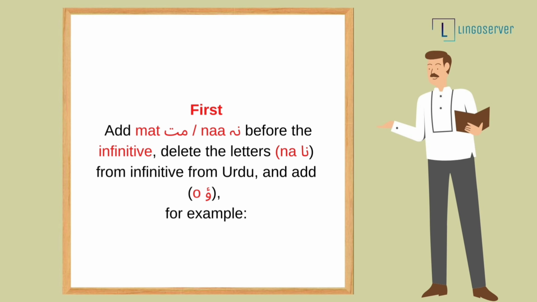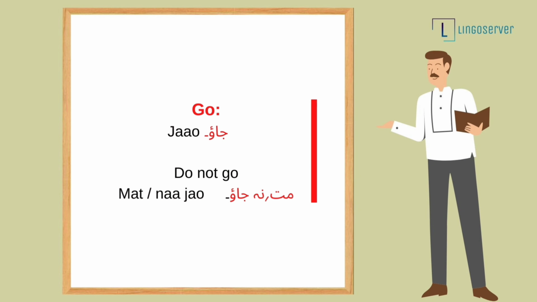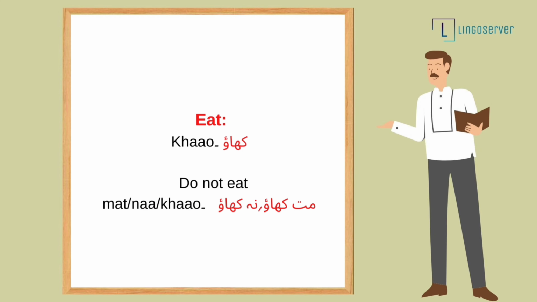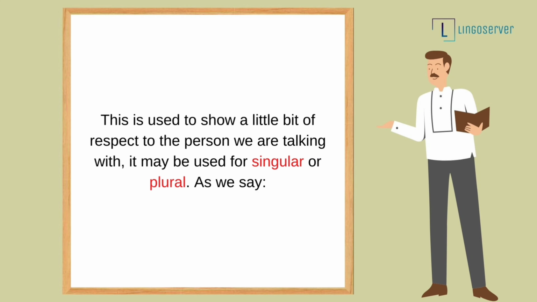First, add mat or na before the infinitive. Delete the letter na from the infinitive verb from Urdu and add waw. For example, go, jao, and do not go, mat jao or na jao. Likewise, eat, khao, and do not eat, mat khao or na khao. This is used to show a little bit of respect to the person we are talking with. It may be used for singular or plural.